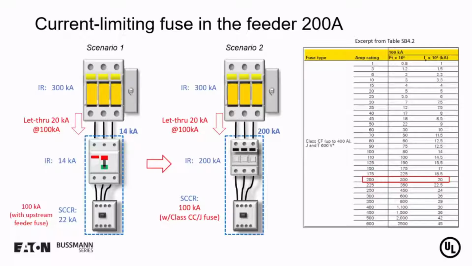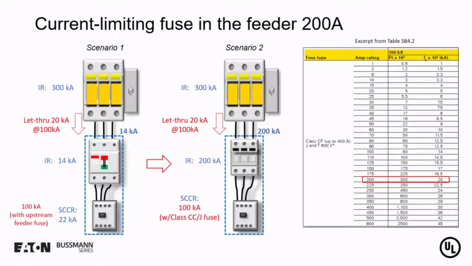However, what you can see here is we have a combination of a 14 Ka circuit breaker and a 22 Ka contactor, and again, the only thing we'll be addressing in this circuit is the 22 Ka contactor, okay? And this has a Sccr of 22 Ka. So if we had an overcurrent device, a current limiting fuse in the feeder, and perhaps that was a 200 amp overcurrent device, the let through at 100 Ka, the peak let through, will be 20 Ka.